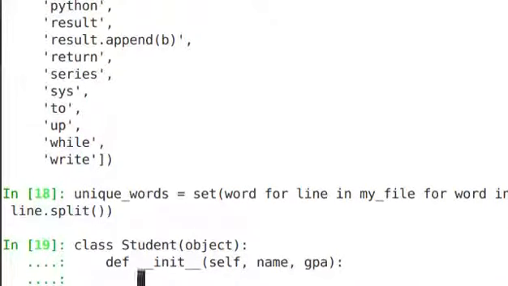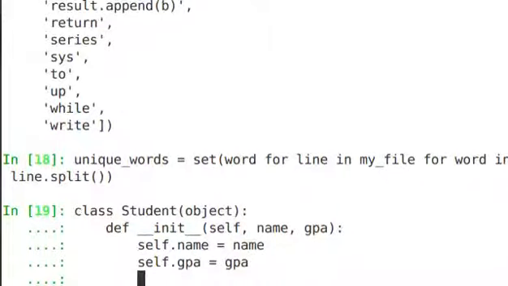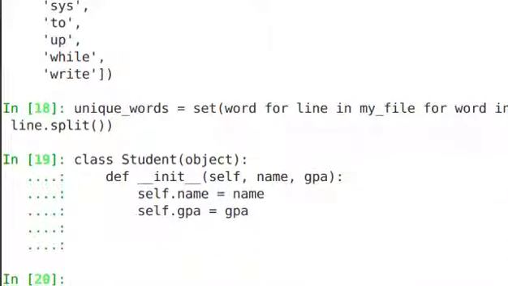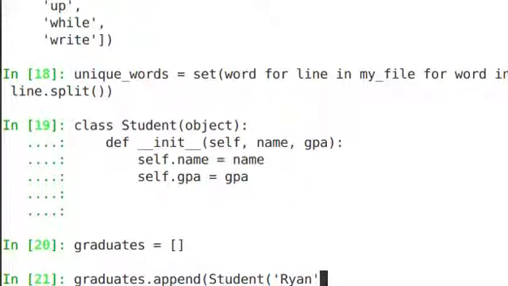All right, and this is just simple. Self dot name equals name. Self dot GPA equals GPA. All right, kind of a silly class, but now let's just create a couple of students in a list. Let's do graduates equals, just create an empty list, and then we can just do dot, we'll append onto that list student, and then we're going to create a student, and we're going to give him a name. That's me. And we're going to give him a GPA 3.0.